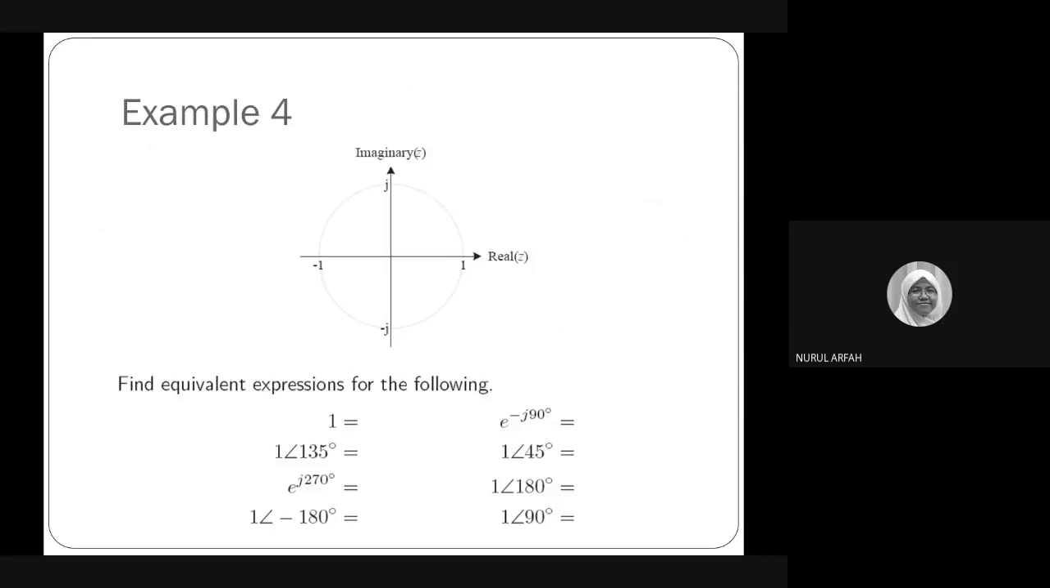This one is already explained. Okay, in this form, number 1: you are going to write down the equivalent expression for the following numbers. This is number 1. So what is this?